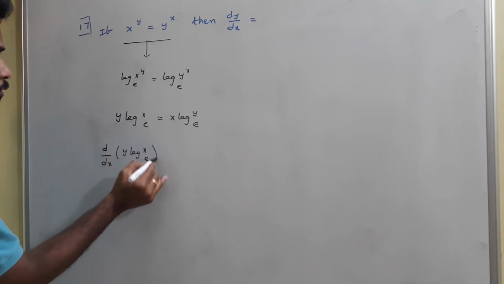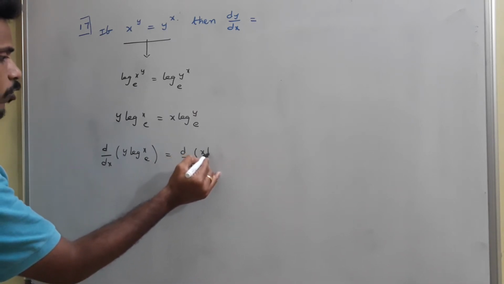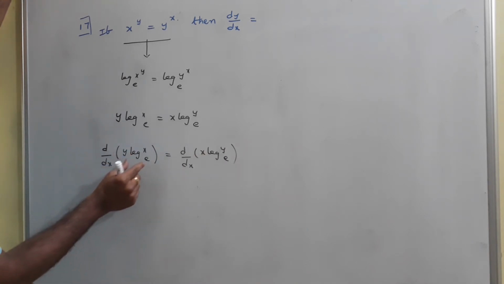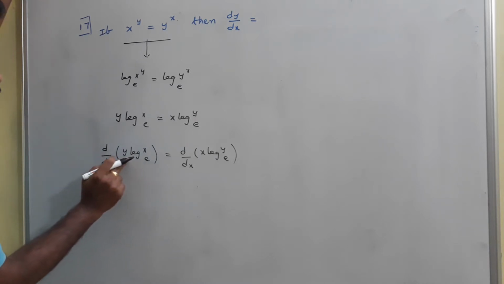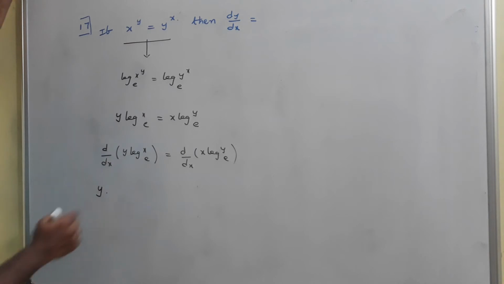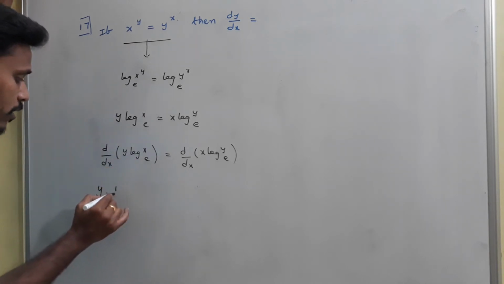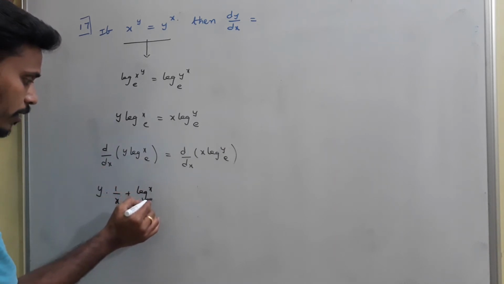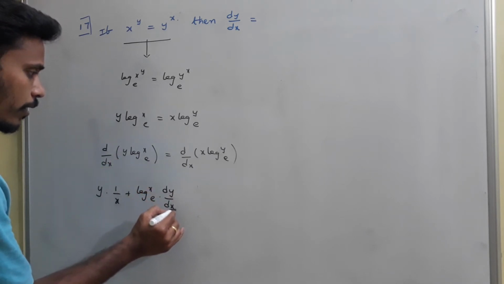d by dx of y log x base e is equals to d by dx of x log y to the base e. So observe that left side as well as right side. Left side y log x base e. See, you need to use UV rule, product rule. First function y into derivative of the second function log x. So derivative of log x is 1 by x plus second function log x to the base e into derivative of y, which is dy by dx.